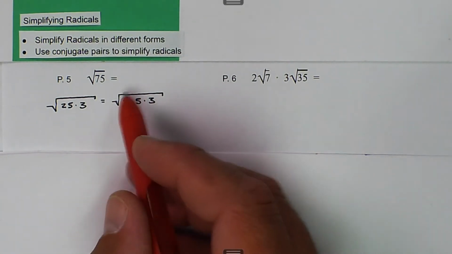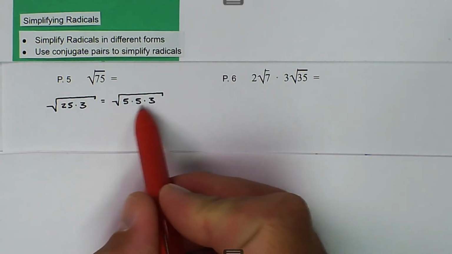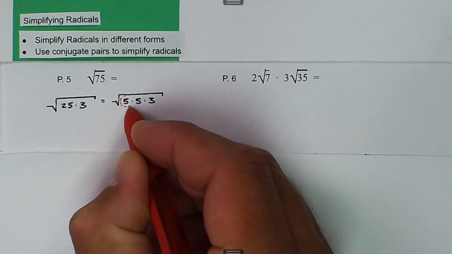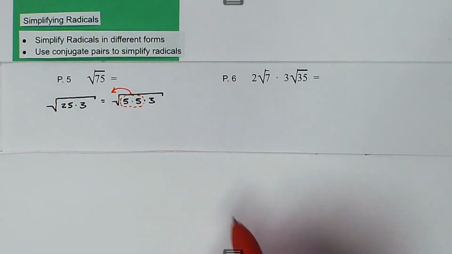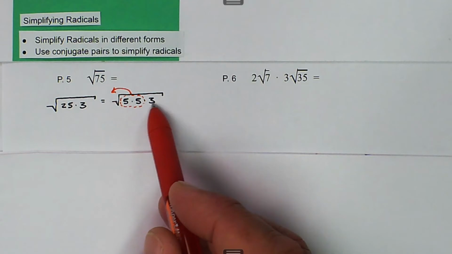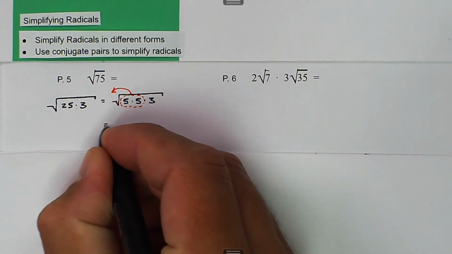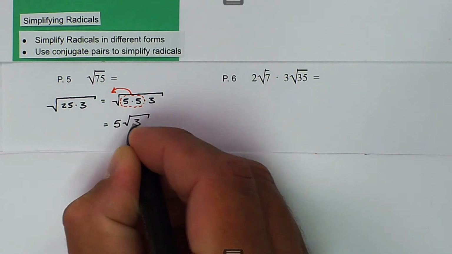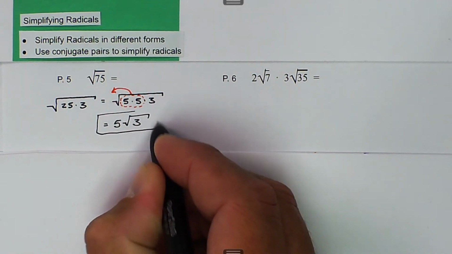So now I remember that there's an understood 2 here. So if I have any pairs of 2's under the radical, I can pull them out as just 1. Here I have two 5's, so the 5's can come out of the radical. The 3 is singular, it's by itself, so it has to stay under the radical. And so the final answer is the 5 comes out of the radical, and the 3 stays under the radical. So that's the final answer: 5 square root of 3.